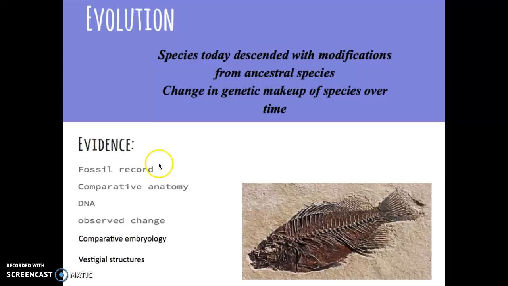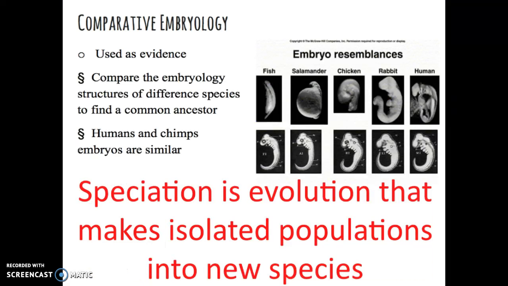We're going to go through each one, but we've got the fossil record, comparative anatomy, DNA. We've actually seen changes observed, comparing embryos, and looking at vestigial structures. So let's start with the first one, comparing embryos.